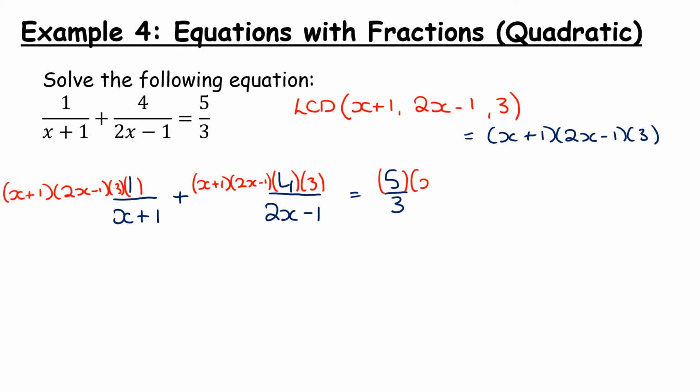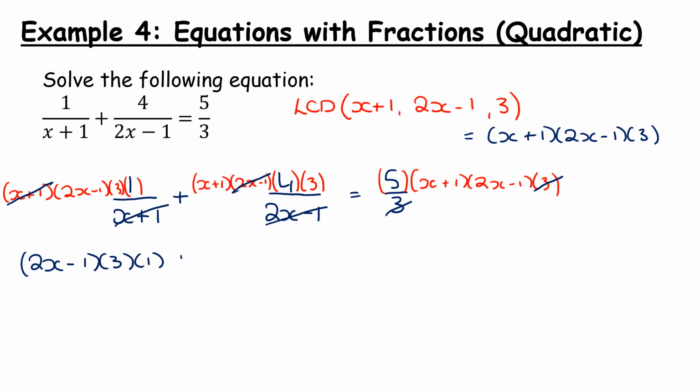and I have x plus 1 times 2x minus 1 times 3. So we can simplify: the 3's here cancel, the 2x minus 1's here cancel, and the x plus 1 here cancel. So before you do any multiplication, I suggest just simply writing down exactly what you have.